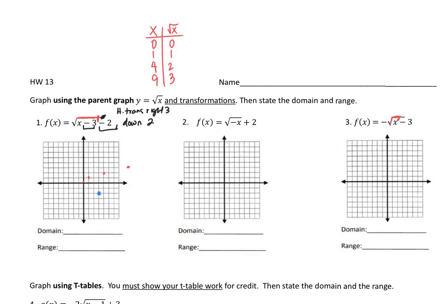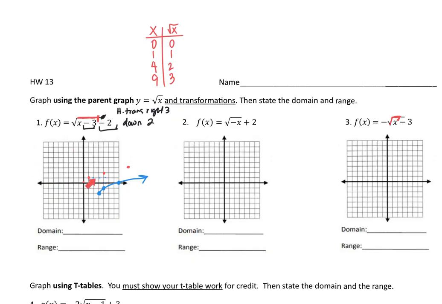So we're going to go right 3 down 2, and I'm going to make my new point. And then the next point at 1, 1 is going to go right 3 down 2. I'm just going to plot those 3 because the other one is going to be too hard to keep on my graph. Now remember that domain and range, domain is the x values that are being used.